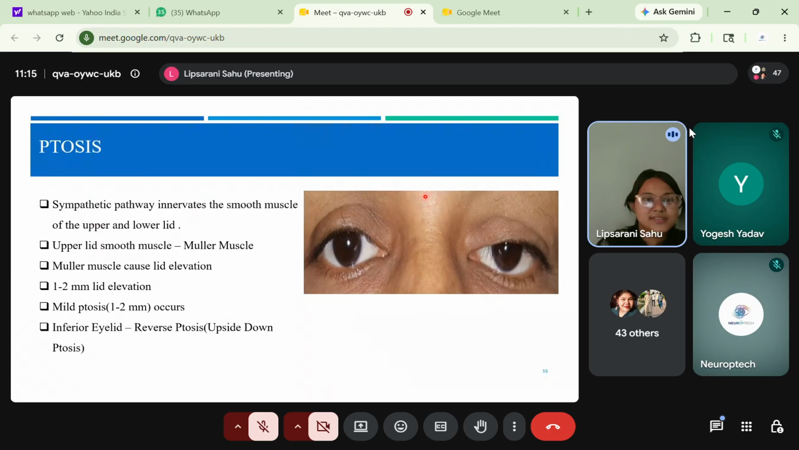So let's discuss ptosis. The sympathetic pathway innervates the smooth muscle of the upper and lower lid. The upper lid smooth muscle is known as the Müller muscle. The Müller muscle causes lid elevation, about 1 to 2 mm. That's why mild ptosis occurs, also about 1 to 2 mm. The inferior eyelid shows reverse ptosis or upside-down ptosis.